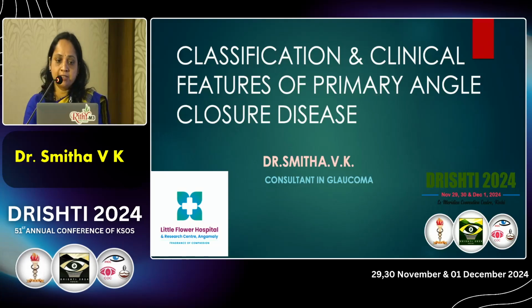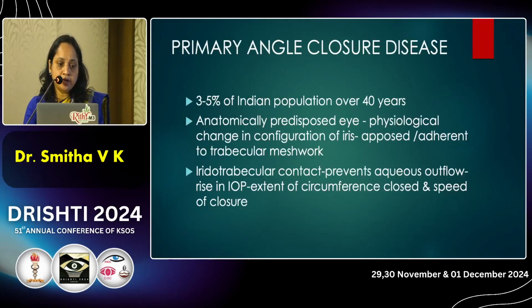Good morning all. My topic is classification and clinical features of primary angle closure disease. Primary angle closure disease constitutes about 3 to 5% of the Indian population over 40 years. It occurs when an anatomically predisposed eye undergoes physiological changes in the configuration of the iris, which leads to apposition of the iris to the trabecular meshwork. This iridotrabecular contact prevents the aqueous outflow and results in increase in IOP.